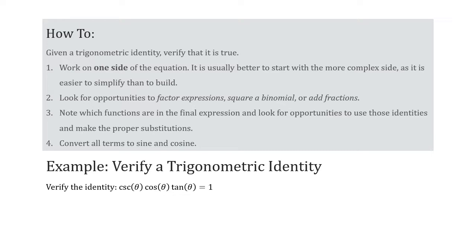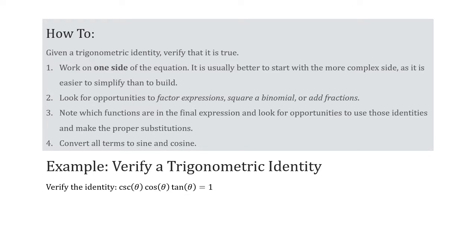In this example, we're being asked to verify that the cosecant of an angle times the cosine of the angle times the tangent of the angle is equal to 1. Now, this is not an identity that we know of. It wasn't on our list of identities, but we want to prove and see maybe this is a new one. So the first thing that I'm going to do is pick a side. And I'm going to pick the left-hand side because it definitely looks like there's more for me to work with.